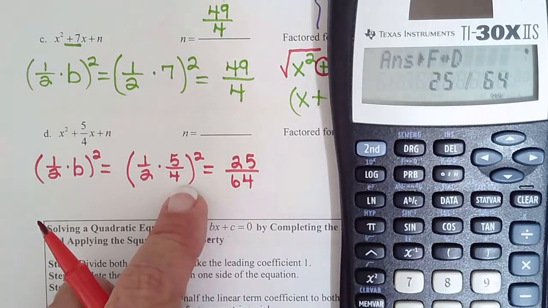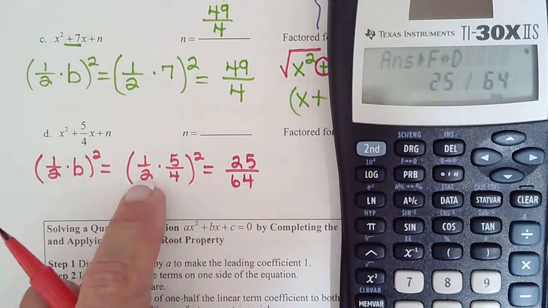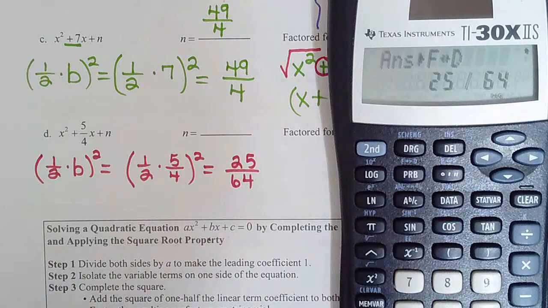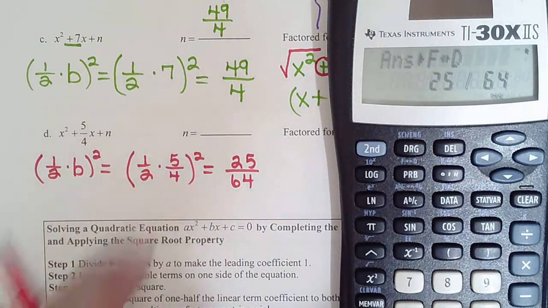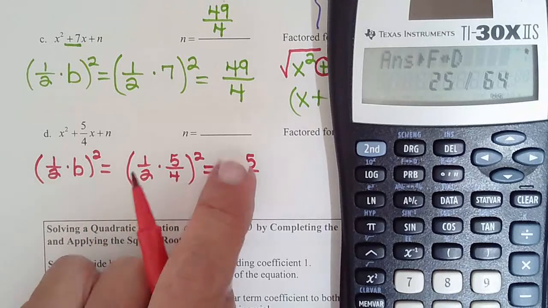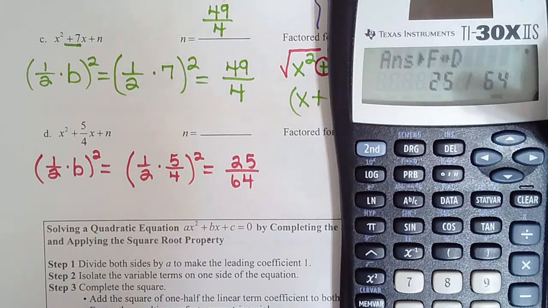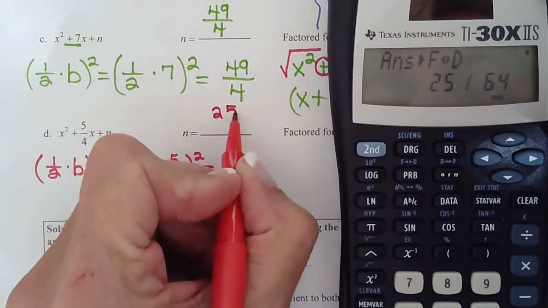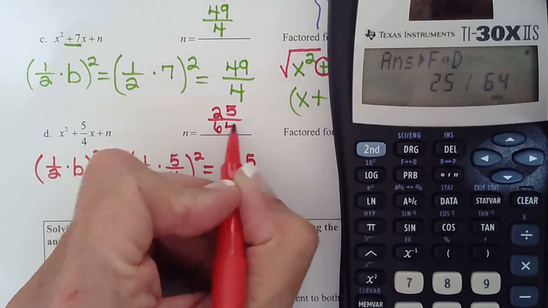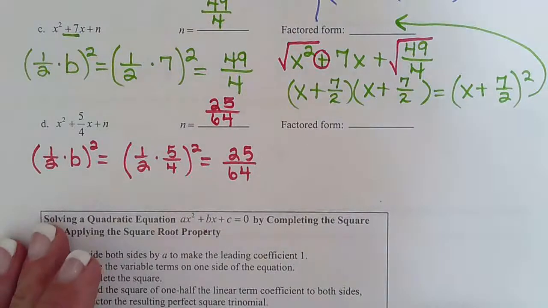5/8 and then square it. 5 squared 25, 8 squared 64. So even if you forgot how to do it on your calculator, you just multiply straight across and then square the numerator, square the denominator. So that's my n value, 25/64. So now we're ready to factor.